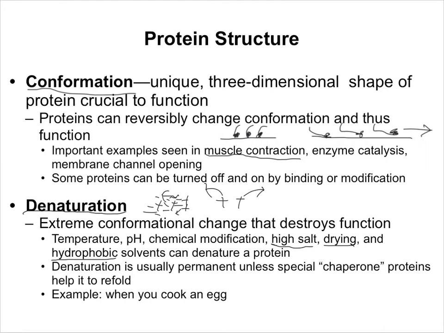As I noted, denaturation is usually permanent. There are some special chaperone proteins that can sometimes help to refold proteins in emergency situations, but usually a denatured protein is just dead. Not only dead, it's actually actively gumming up the works. It's like a broken down car on the highway, right? It's not going to start working again, and it's impeding traffic. The only thing you can do is haul it off the side of the road, get rid of it, take it apart. An example of denaturation is cooking an egg.